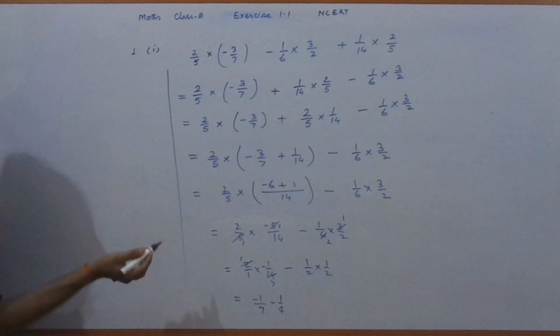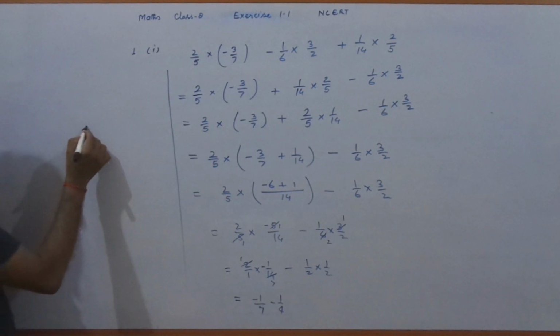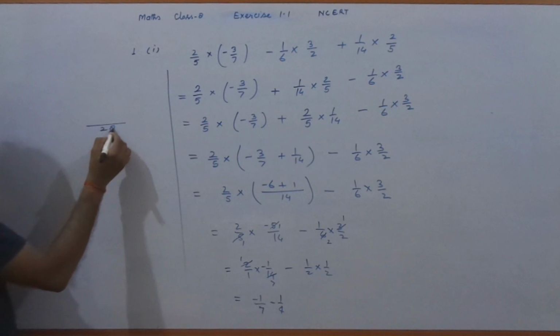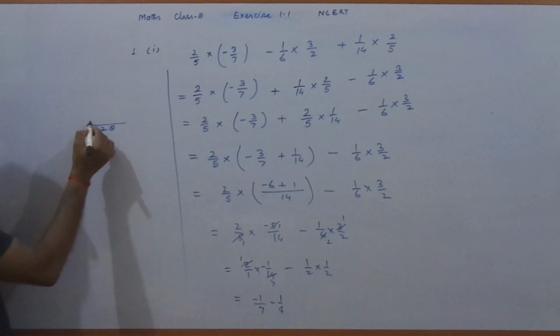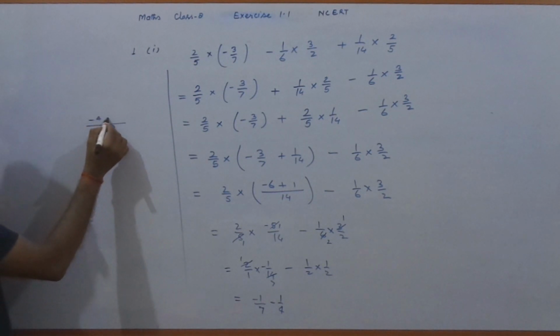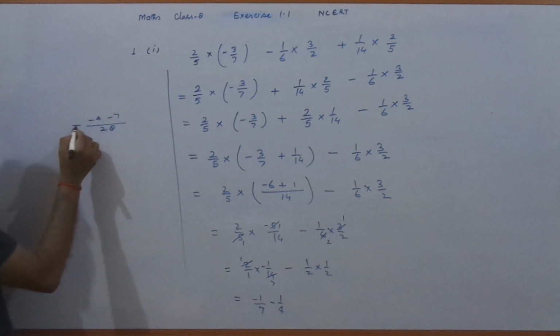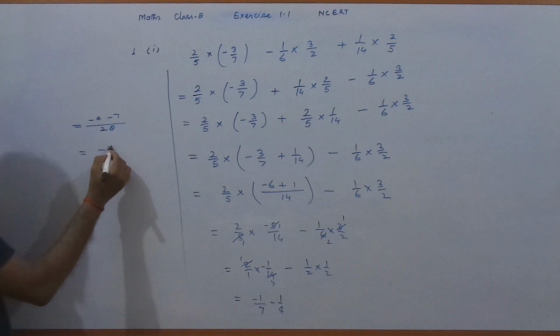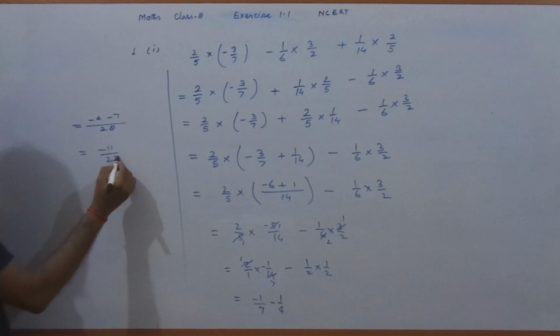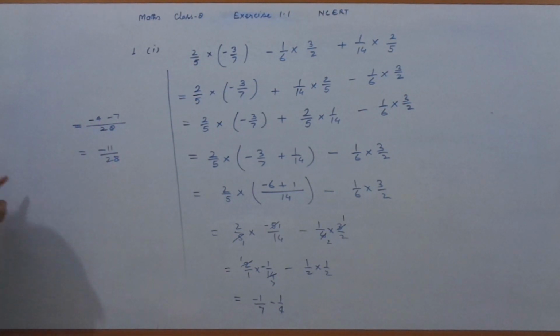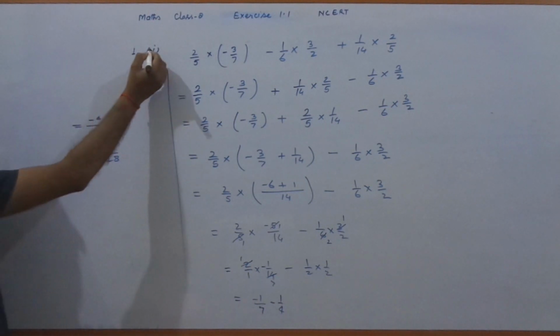On taking the LCM of 7 and 4, it will be 28. So here we get minus 4 and minus 7. So it will be minus 11 upon 28. This is our answer.